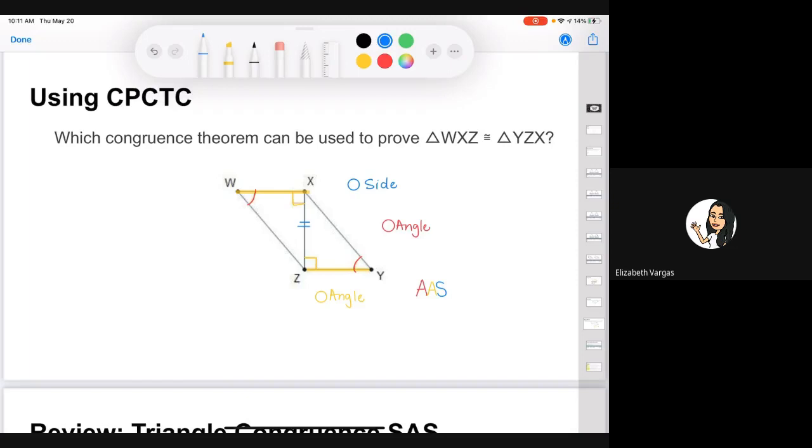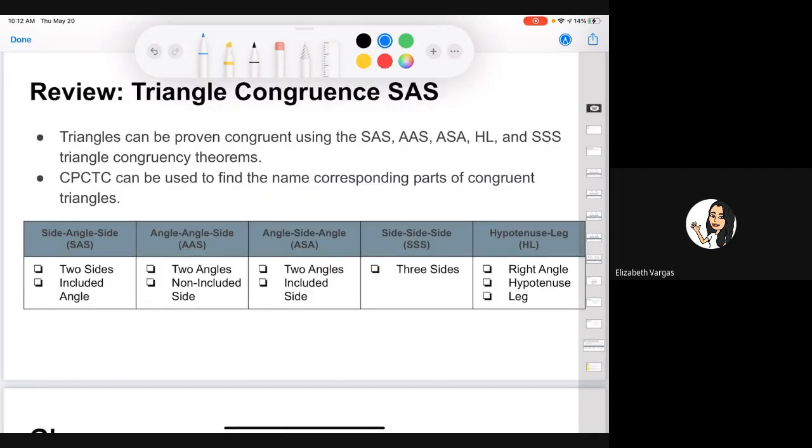So based on your diagram, you want to see what information am I given? What can I conclude about the congruence between the sides and the angles? And based on that, I can determine which theorem I can use to prove those two triangles true. All right. Okay. Questions? So again, here is the overlay of all the different theorems that we've looked at and all the criteria you want to be able to meet. And so whenever you're answering questions, you want to make sure to have this available to you so you can know what criteria do I need to meet in order to use that theorem.